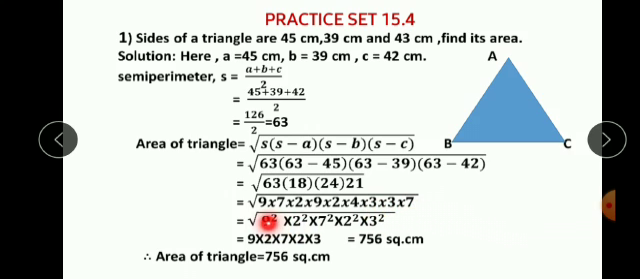So now we get here 9 square, then 2 square, then 7 square, then again 2 square and then 3 square. Now taking out square root and the square, it gets cancelled and we have the numbers 9 into 2 into 7 into 2 into 3. So answer is 756 square centimeter. This is the area of the triangle, 756 square centimeter. In this way, we can find the area of a triangle when three sides are given.